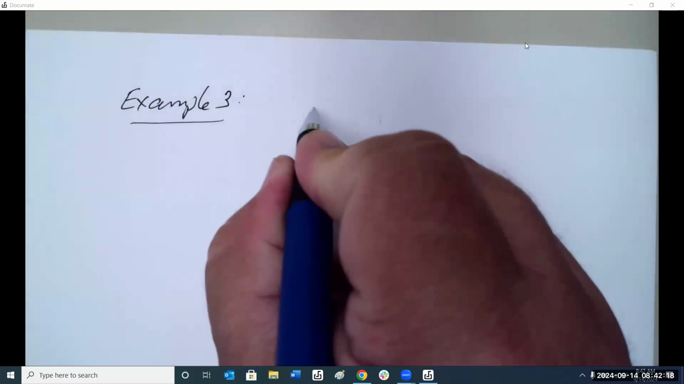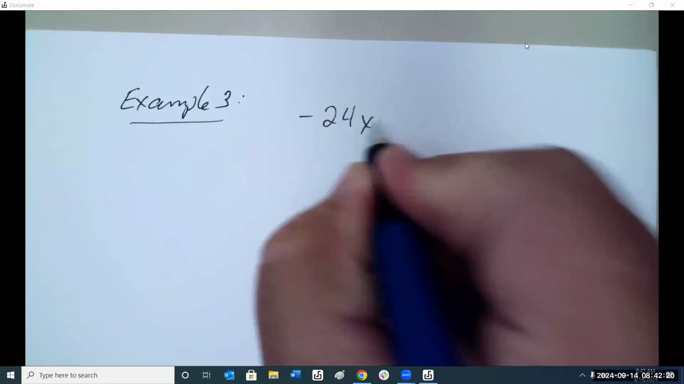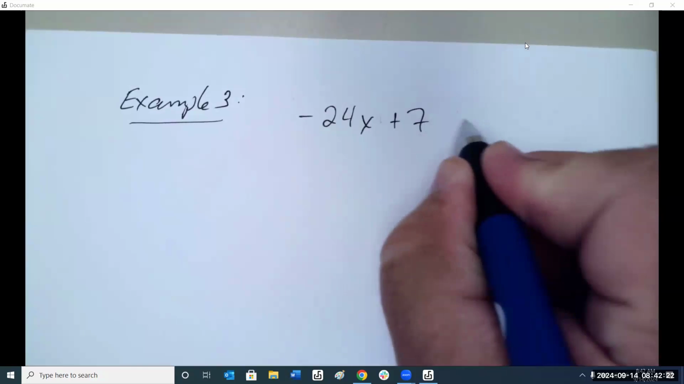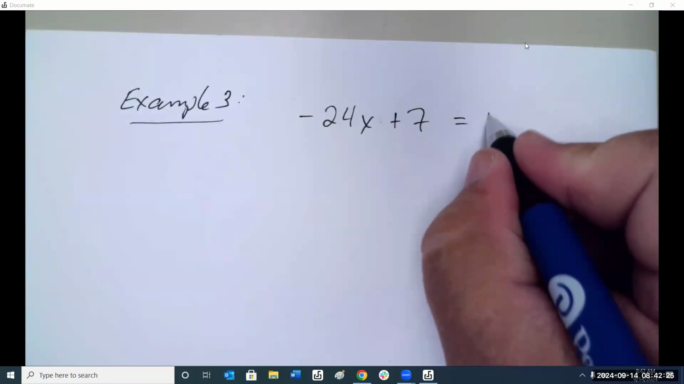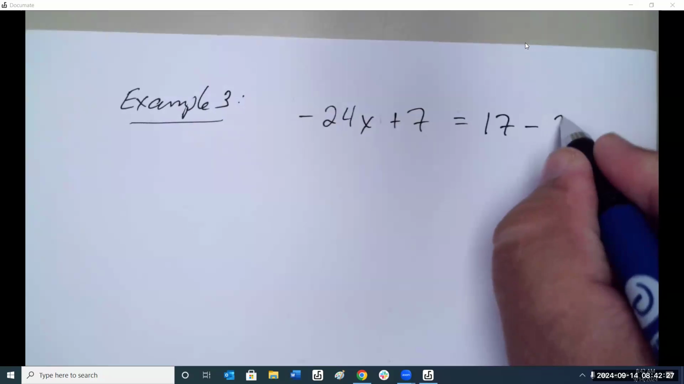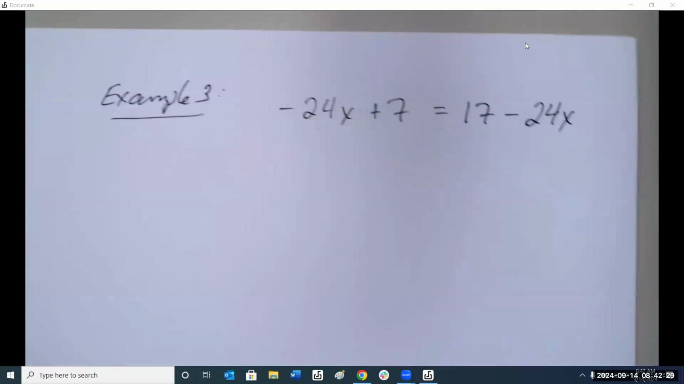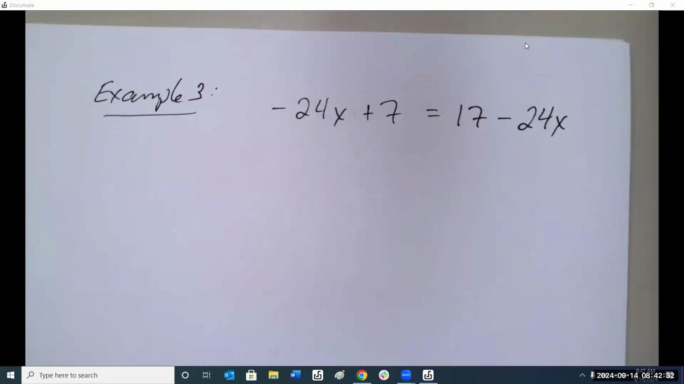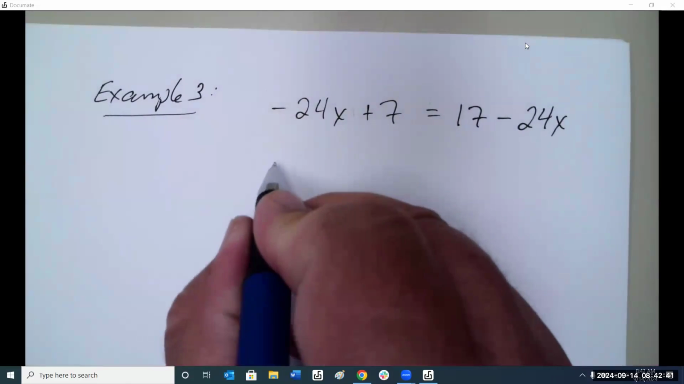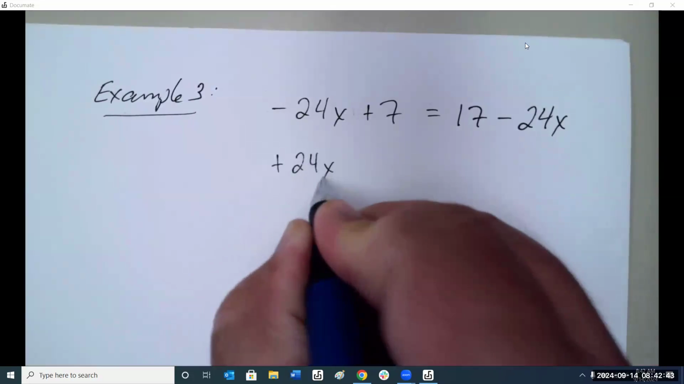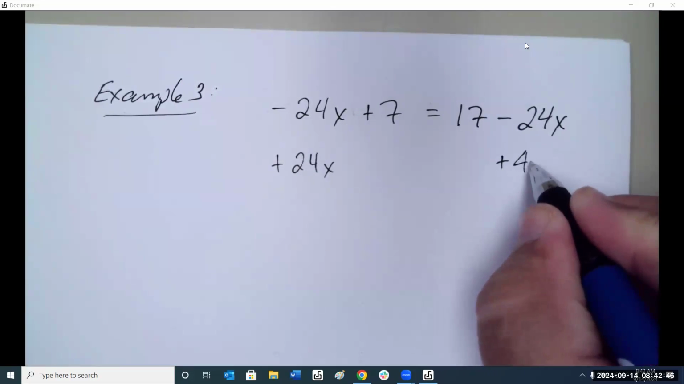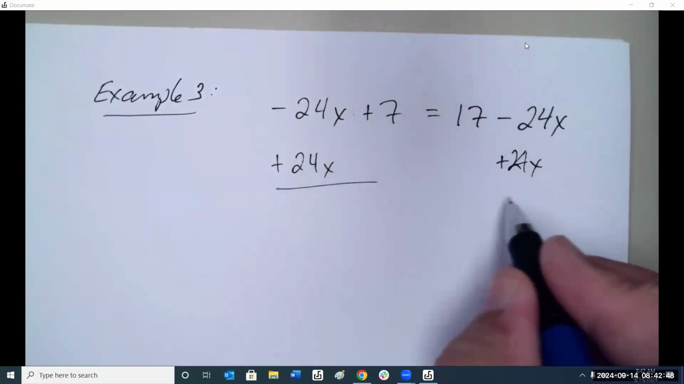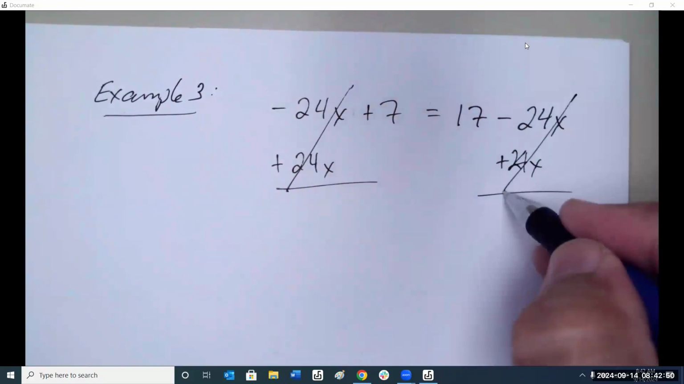Example 3. Negative 24x plus 7 equals 17 minus 24x. We have x's on both sides. So we add 24x to get rid of one of the x's. Well, it just so happens it gets rid of both of them.